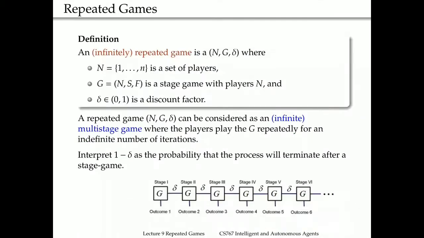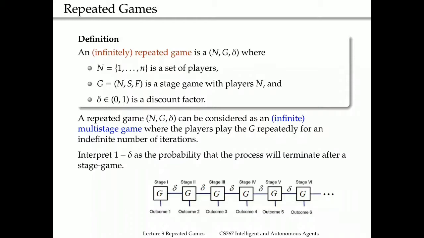So formally, we can define a repeated game. Essentially, it's just a multi-stage game. But remember, in the last lecture, when I defined a multi-stage game, I explicitly made it finite, so there are only finitely many stages. Of course, when I defined it, I said that you can have a multi-stage game with infinitely many stages. And in fact, if every stage is the same game, then those infinitely many stages will form what we call a repeated game.